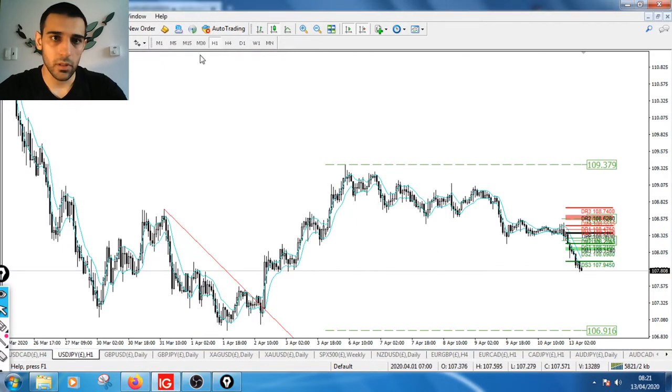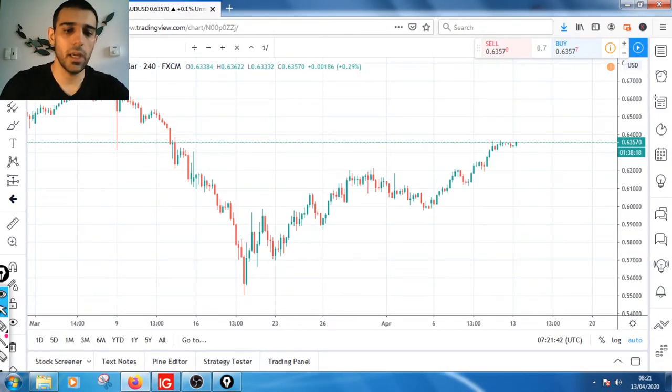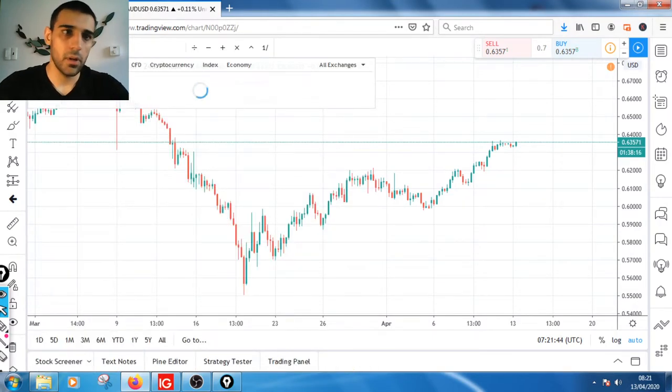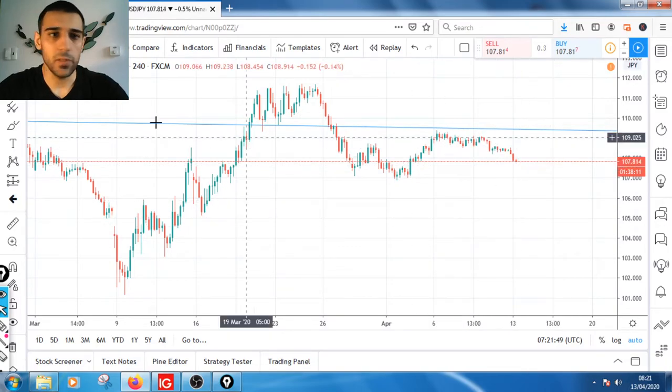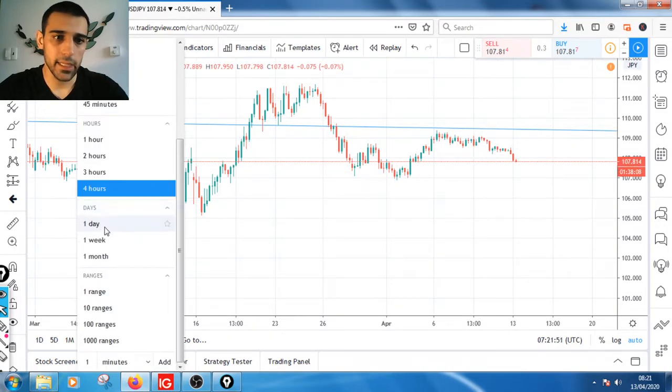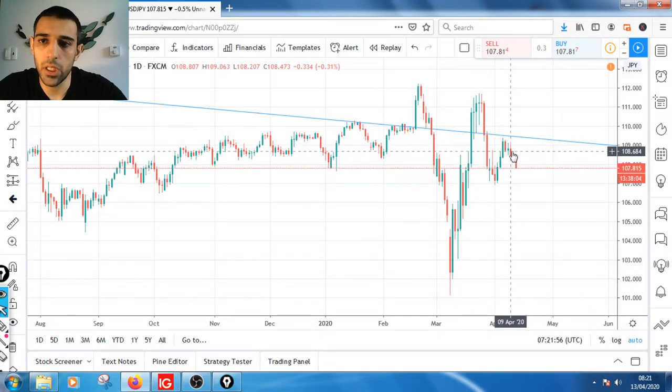Right, US dollar against Japanese yen. That looks pretty good. Yeah, it's flying down. Let's analyze USDJPY. So this one is flying down. Let's have a look at the daily time frames and what we have in here. So far so good. It looks pretty decent.